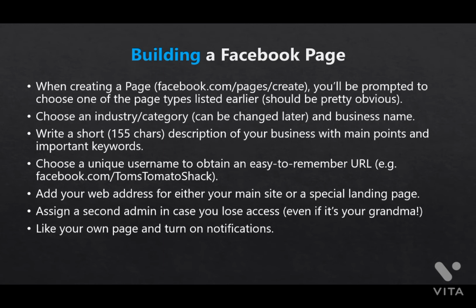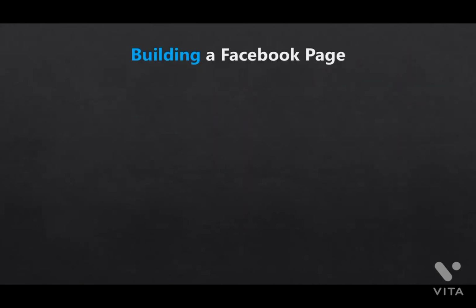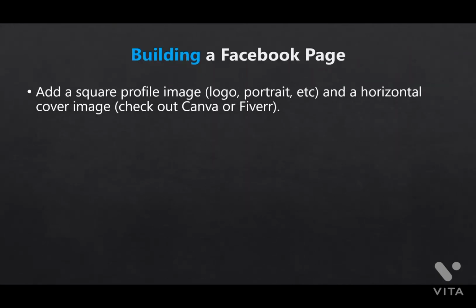Now you'll want to start visually completing your page. First, you'll want to add a square profile image. This can be an image of you or your logo, or whatever you want people to see associated with your brand. In addition to being visible on your page, this will also be the avatar image that accompanies your comments and activity on Facebook when you're posting or commenting as your business.